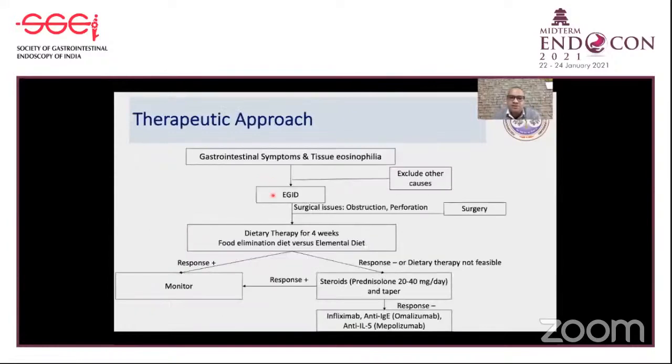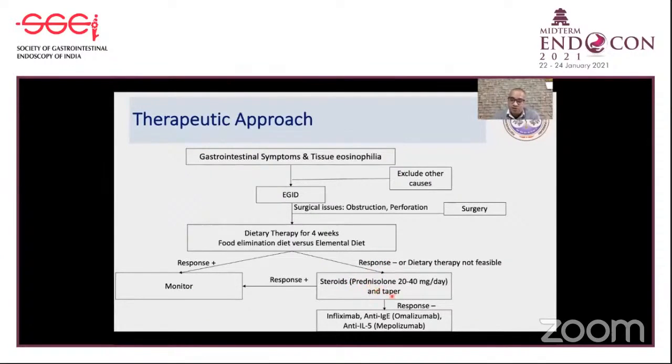So the approach is, once a diagnosis and exclusion of other causes is done, and there's no underlying surgical issue like obstruction or perforation, then dietary therapy should be tried. If there is a response, one could monitor and maintain on some dietary modifications. If there's no response, the second line of therapy is oral steroids. And once these are tapered, there may be a need to have a maintenance therapy.